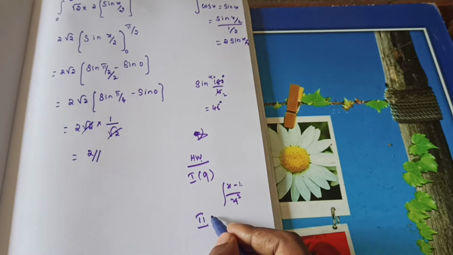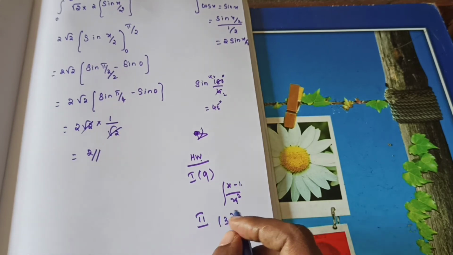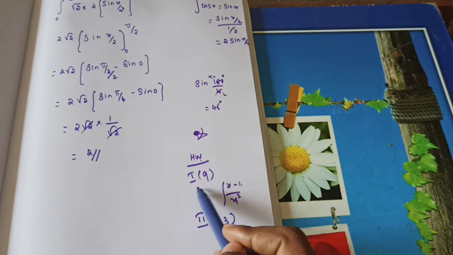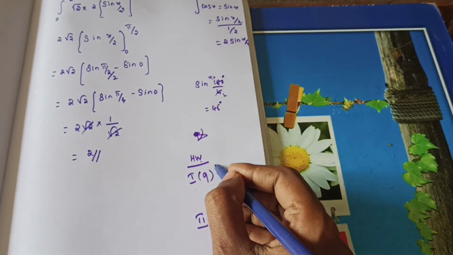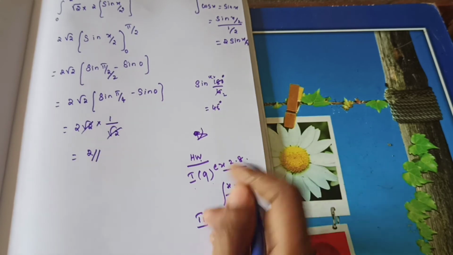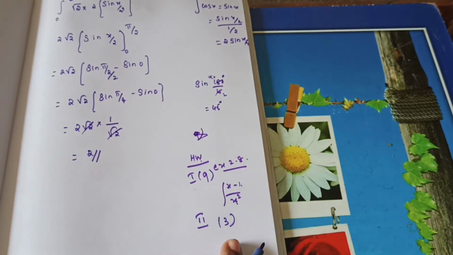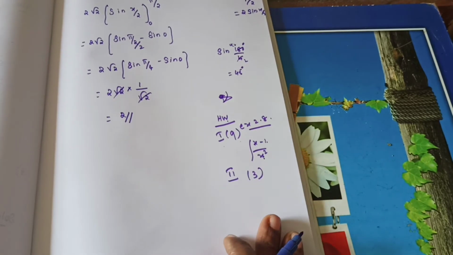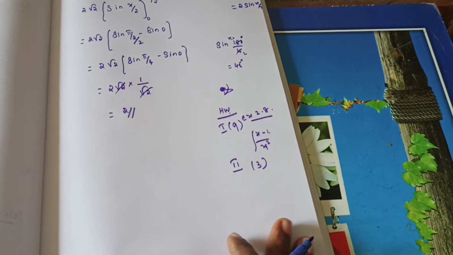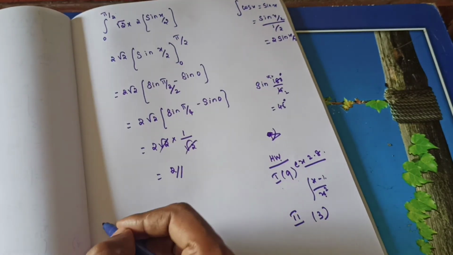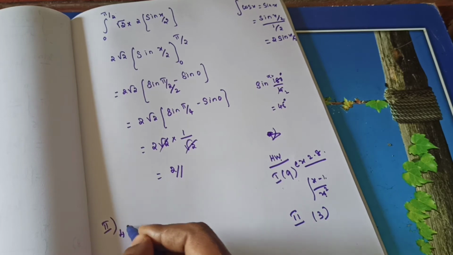Okay, then second Roman, first two problems you have completed already. Second Roman, third problem homework. So what about today's homework? First Roman 9th problem, that is exercise 2.8, first Roman 9th problem and second Roman third problem homework. Okay, so only one problem is left in this section. We will complete now. That is second Roman fourth problem.